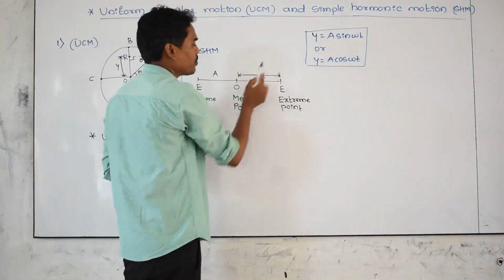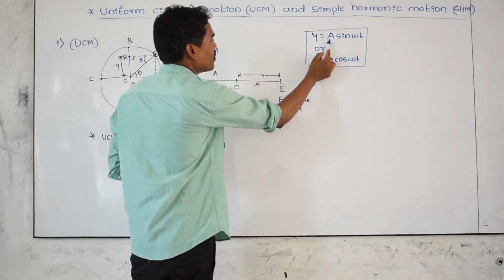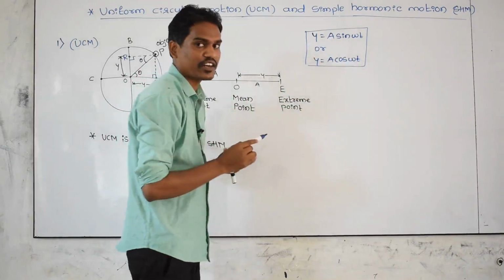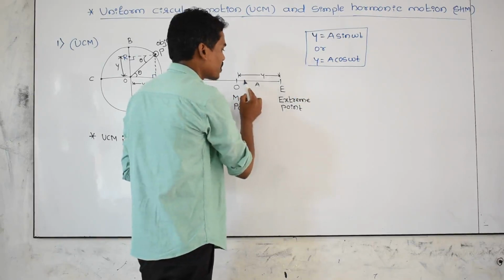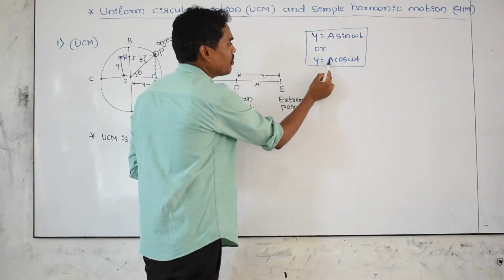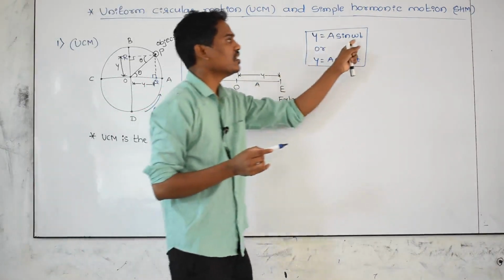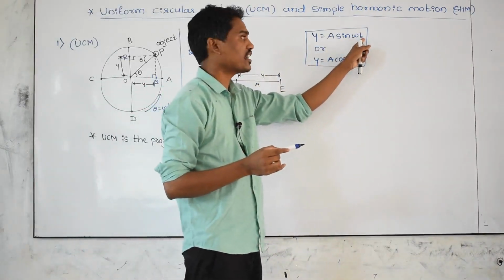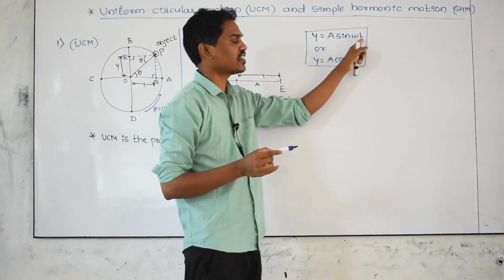y is the displacement from the mean point in simple harmonic motion. A is the amplitude, and the sine function, I will tell you later what its meaning is. Here also y is the displacement of the object from the mean point. A is the amplitude, and the cos function, I will tell you the meaning. And here ωt is the theta function. Got it? ω is the angular frequency, t is the time.